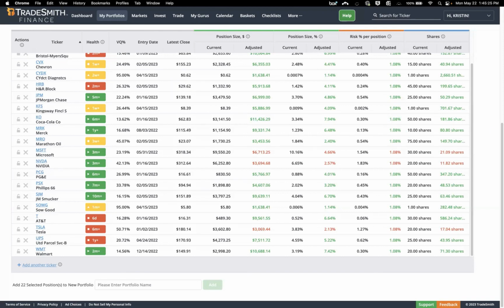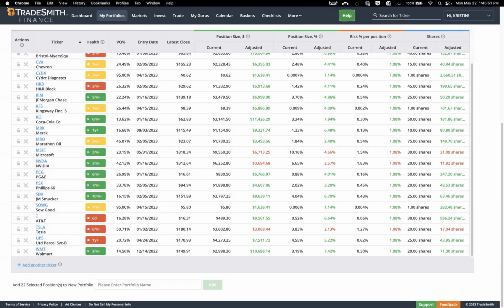So I do want to throw it out there. Although we are basically investing more money or less money in these stocks, again, it's going to be equal weighted straight down the line. Okay. So remember, current is what's in your current portfolio. Adjusted is what the tool wants you to adjust it to if you were to make these changes.